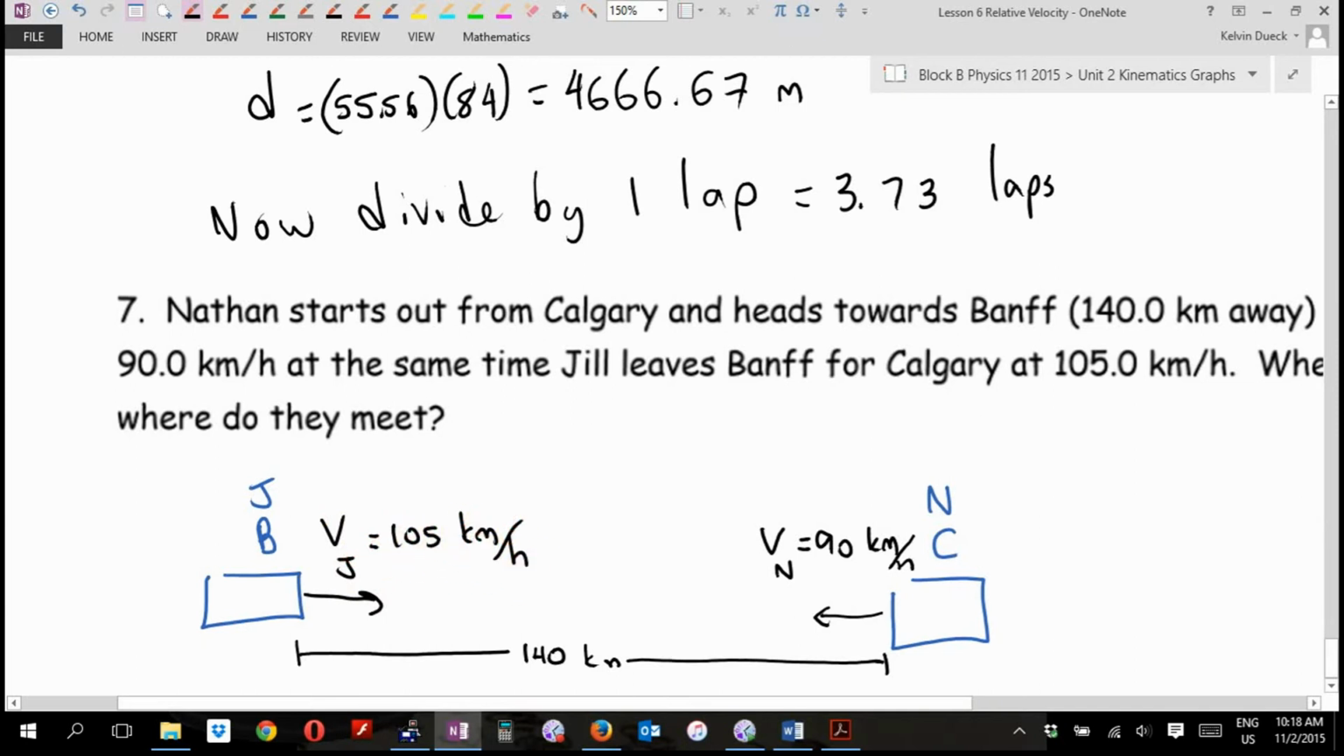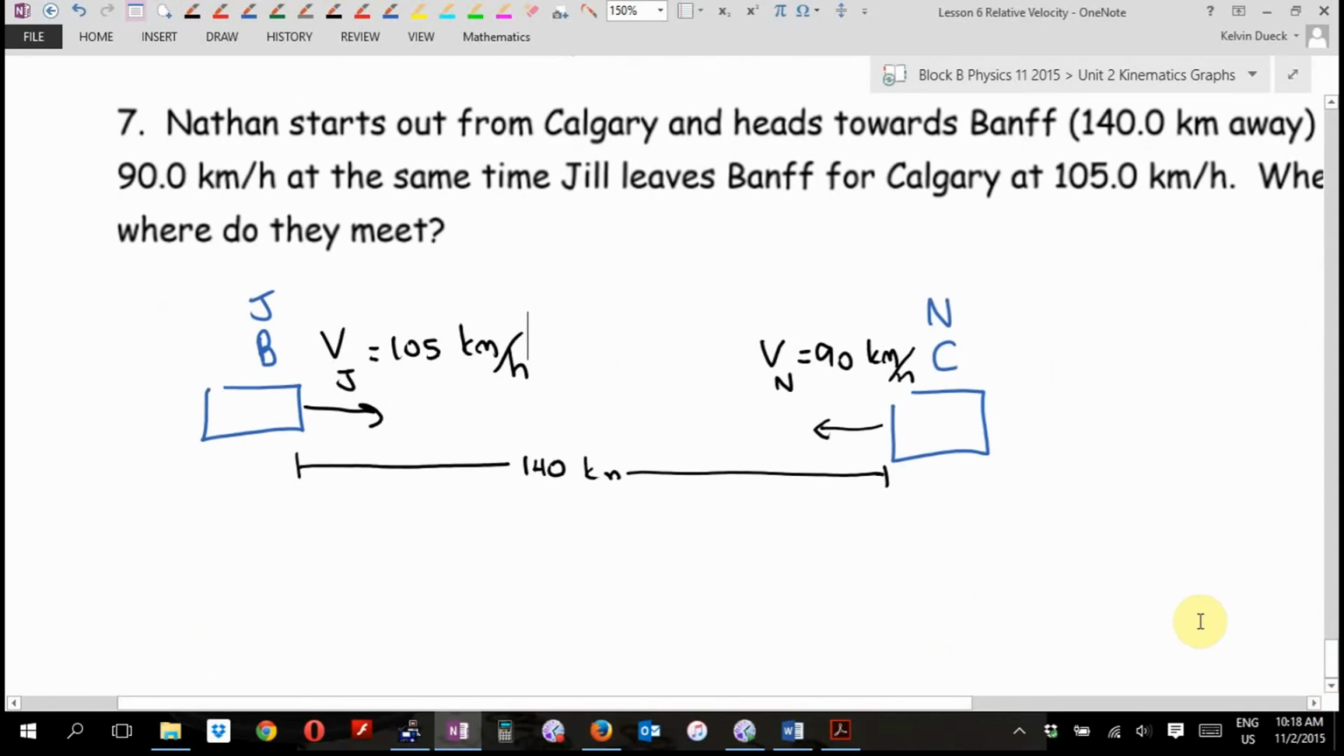Okay, now I've got a visualization here. By the way, the speeds are in kilometers per hour and the distance is in kilometers. I think I'm going to do this whole thing in kilometers and per hour. I'm not going to convert everything to meters per second. Are there two objects? Are they moving at different speeds? Hey, this is a job for relative velocity. I'm going to pretend that one of them is standing still.